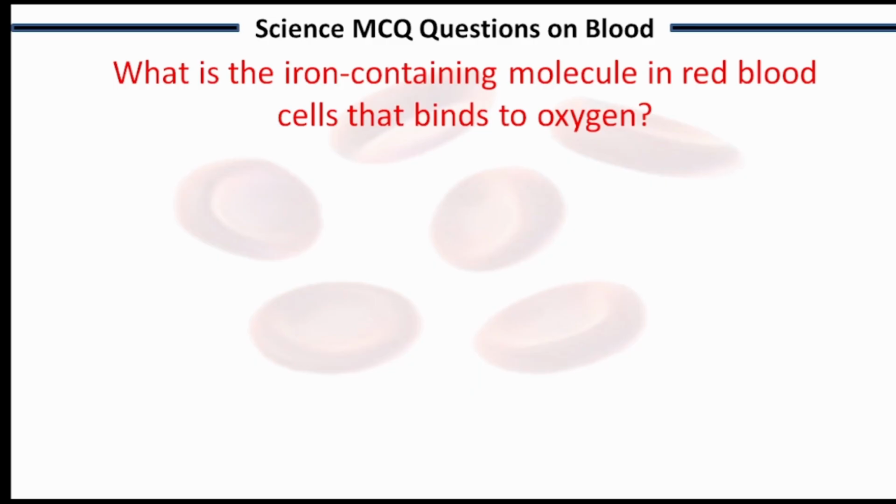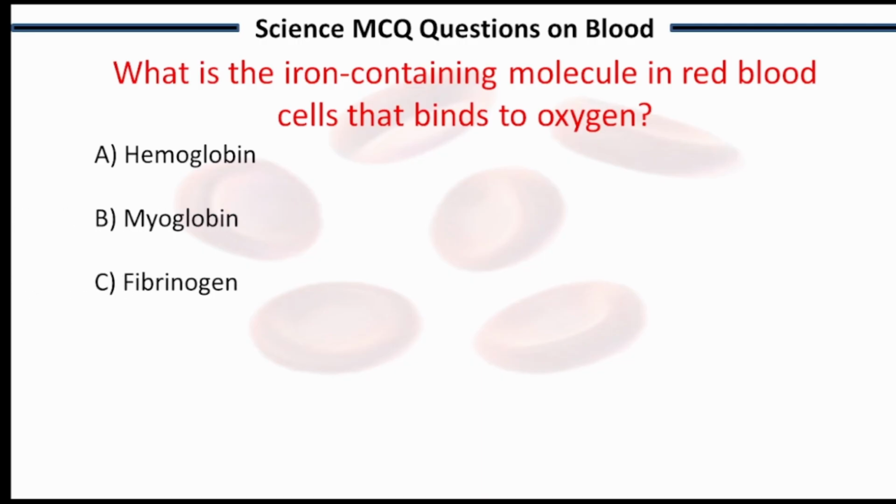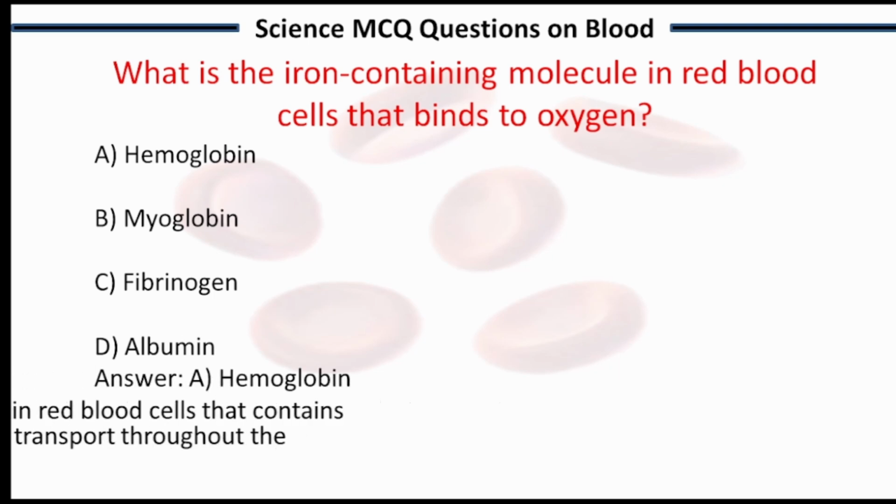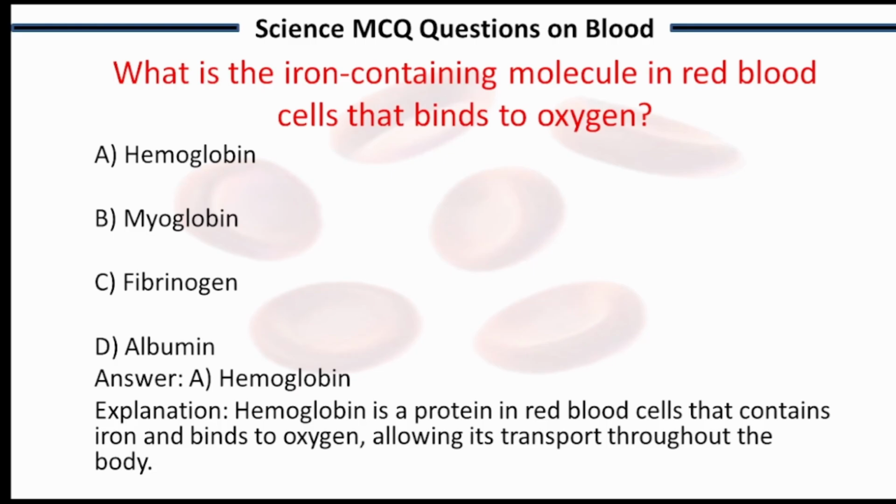What is the iron-containing molecule in a red blood cell that binds to oxygen? A. Hemoglobin, B. Myoglobin, C. Fibrinogen, D. Albumin. Right answer is hemoglobin. Hemoglobin is a protein in red blood cells that contains iron and binds to oxygen, allowing its transport throughout the body.